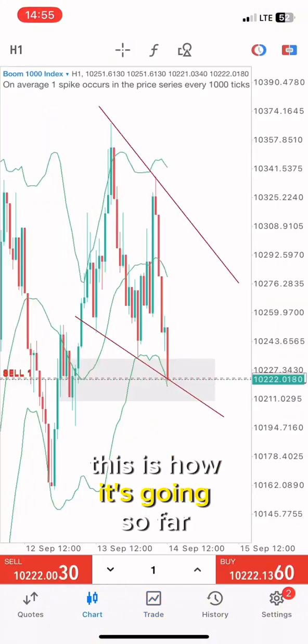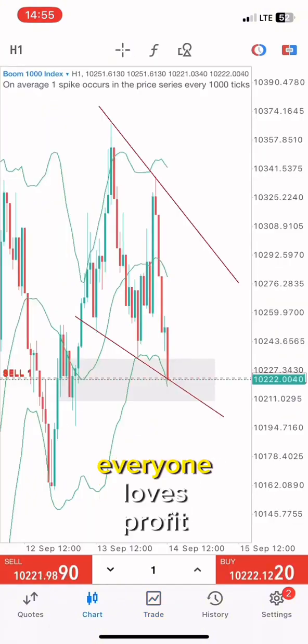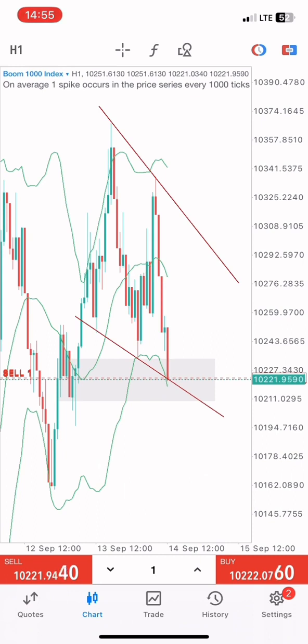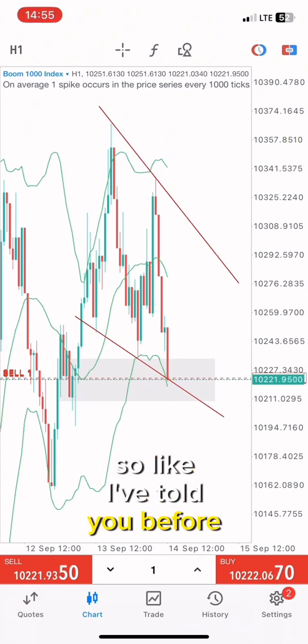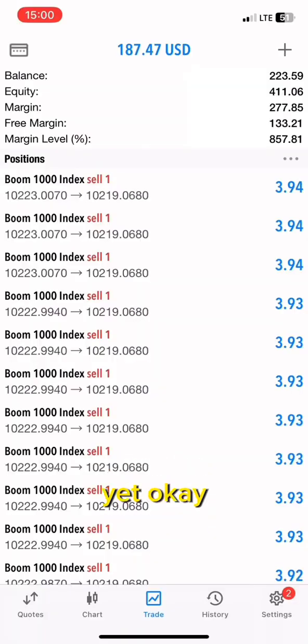This is how it's going so far. I mean, profit. Everyone loves profit. Like I've told you before, when the last candle touches the Bollinger Band, don't be quick to buy just yet, okay?